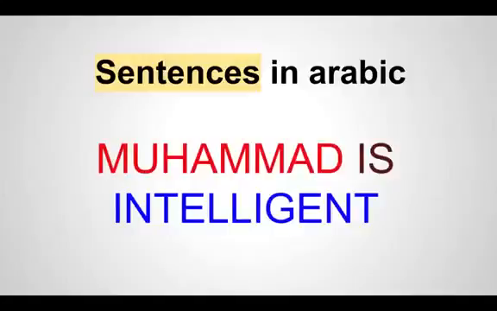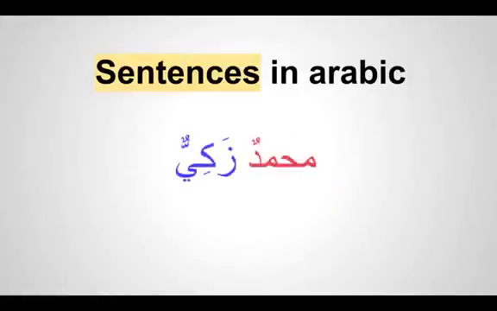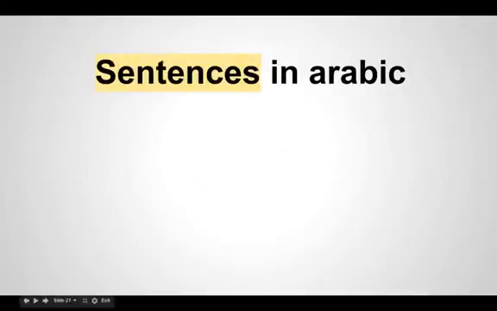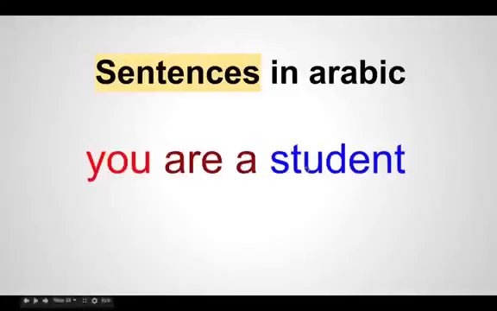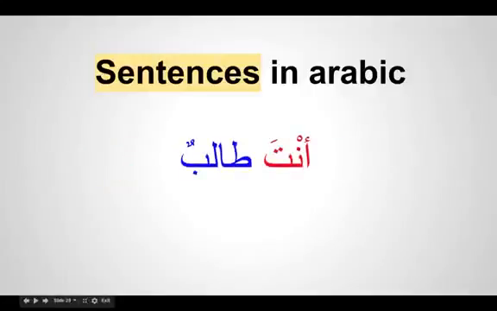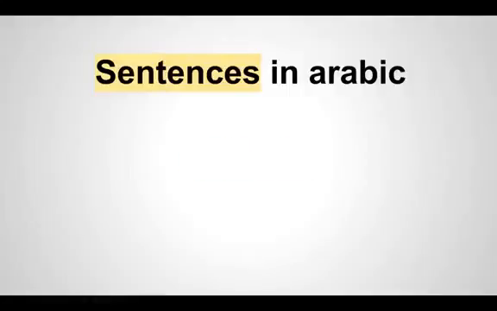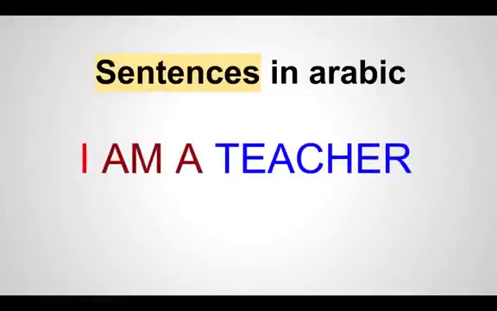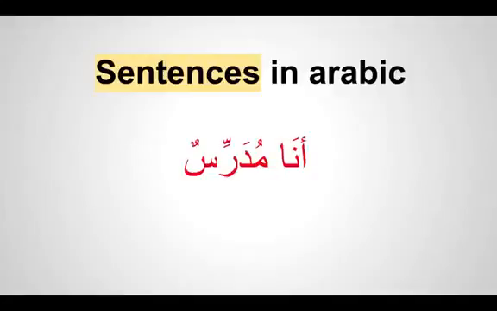If you look at these sentences, we can identify them. If I say Muhammad is intelligent, Muhammad is the subject of the sentence, and we're giving some news about him: is intelligent. How do we write in Arabic? We write Muhammadun Zakiyun. Muhammad is intelligent. If I say you are a student, how do we write? The you is the subject, and we're giving news that you are a student. Anta talibun. If you say I am a teacher, say ana mudarrisun.